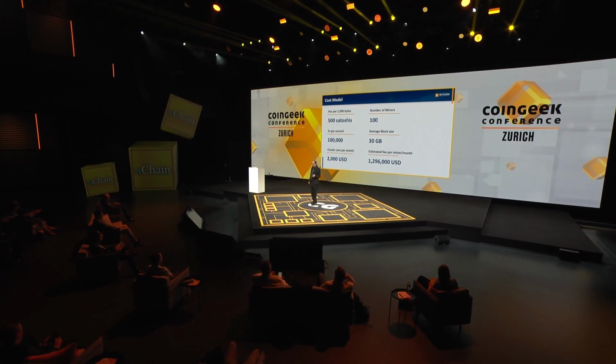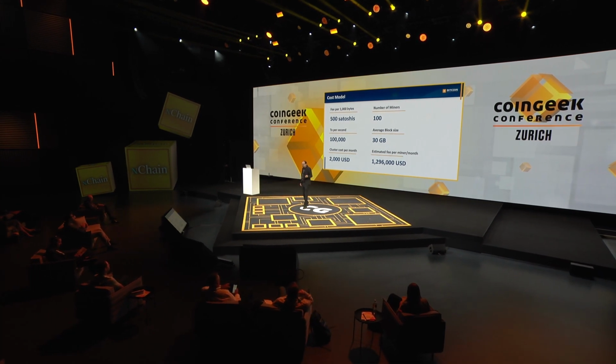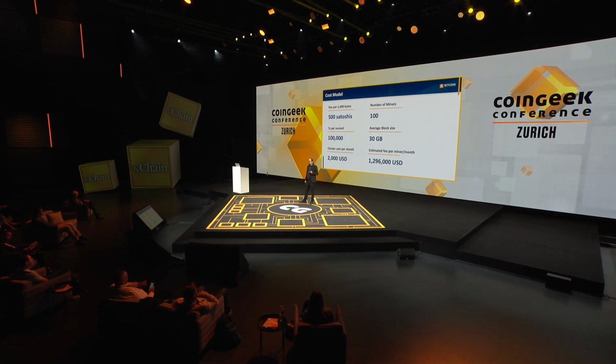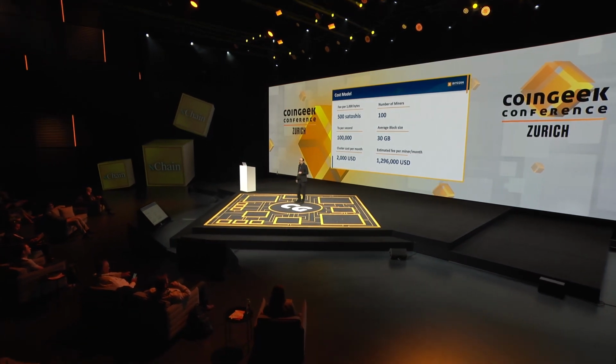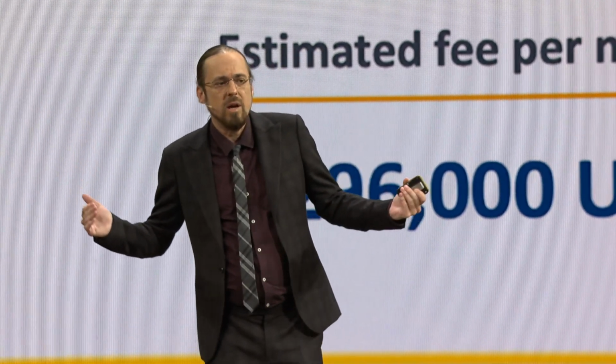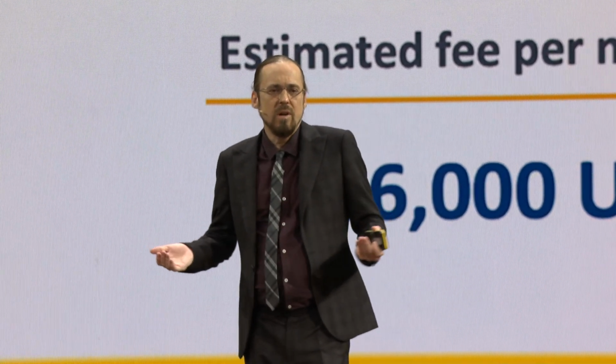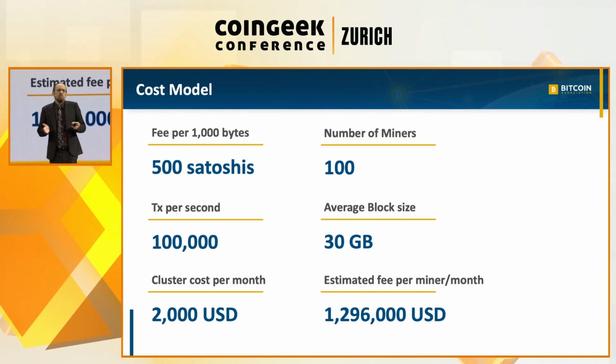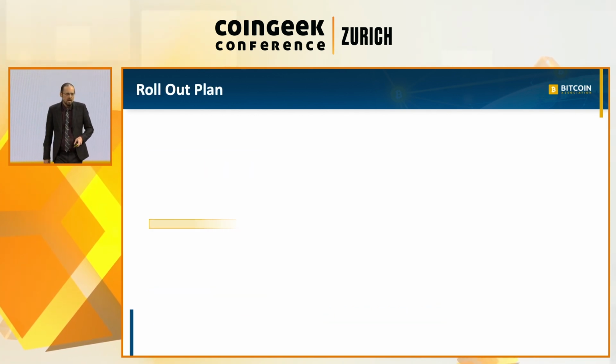But that equates to a revenue per miner, each one of these 100 miners, of about $1.3 million USD in transaction fees per month. So you can see these numbers are so far apart, there's plenty of margin for error there. And in fact, it shows that the Bitcoin transaction fees have huge capacity to come down. And that's assuming that we don't even optimize.